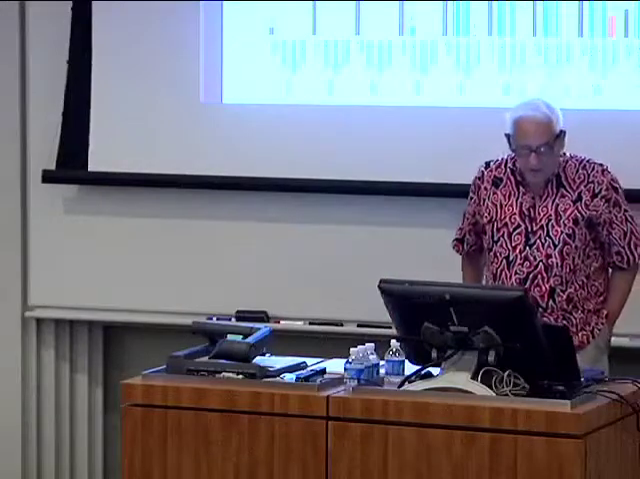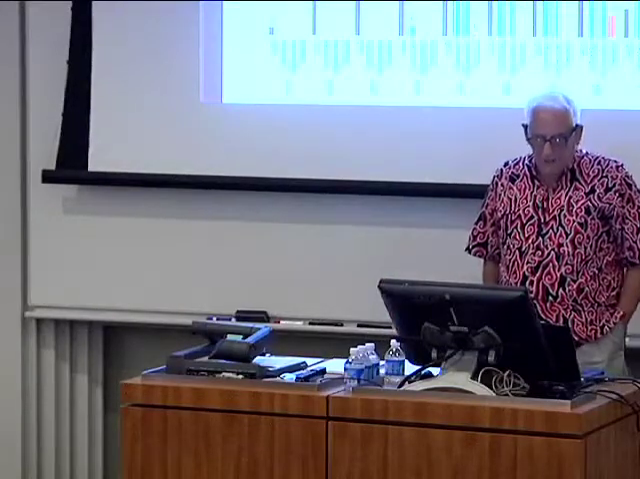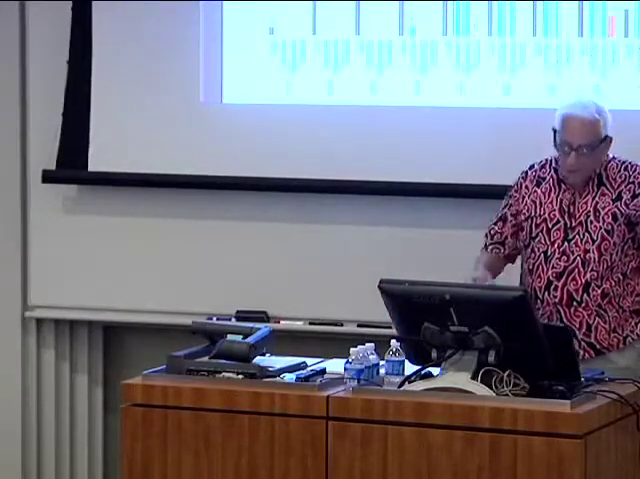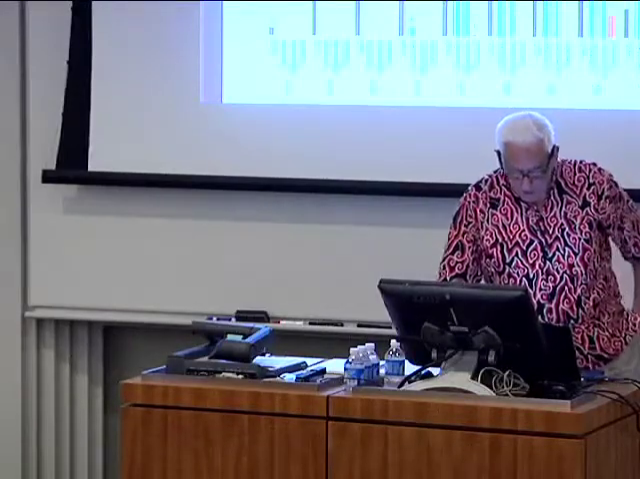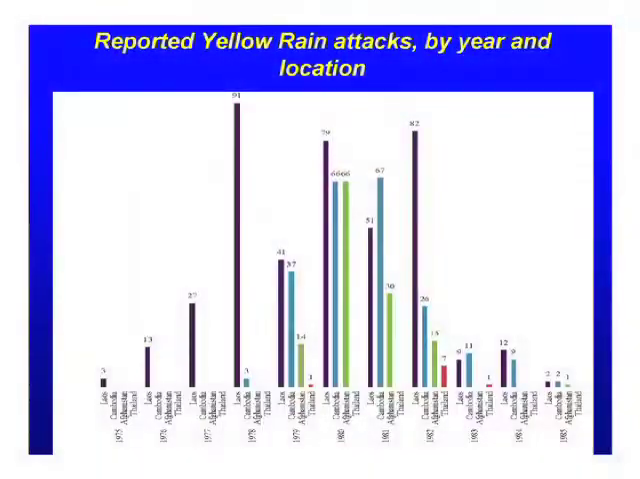First, a few words about things that actually cause some problems, at least for hypothesis 2. Yellow rain attacks by year. So this tells you where they went on. And so this is obviously from reports in these various communities. You see big spikes, particularly in Laos. Laos has it all the way from the beginning with a big spike in 1978, then more in 1980, and another big one in 1982, and so on.